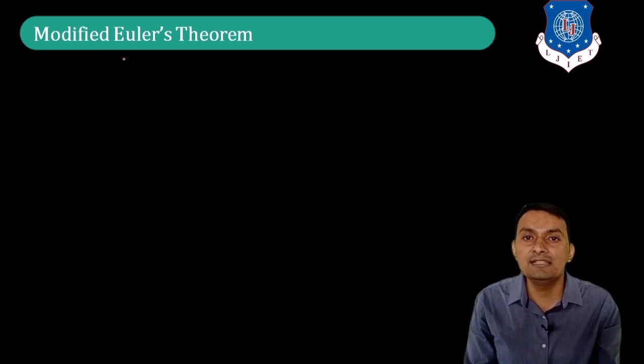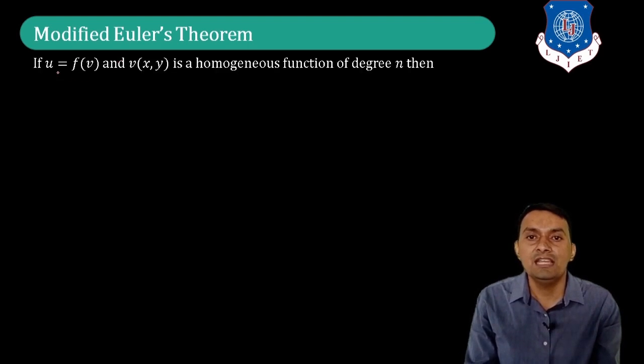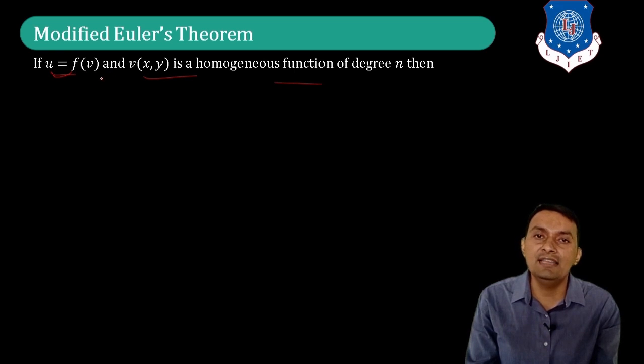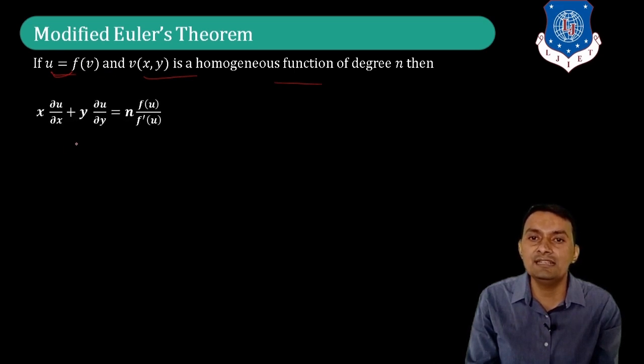Now let us look at the modified Euler theorem. If u is equal to f of v and v is a homogeneous function, that means u itself is not directly a homogeneous function. But when we modify it and it becomes a homogeneous function, then we can apply Euler's modified theorem. So x times del u by del x plus y times del u by del y is equal to n times f of u divided by f dash of u.